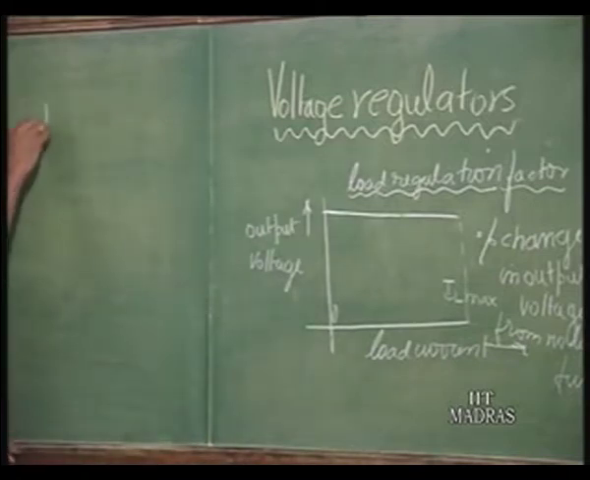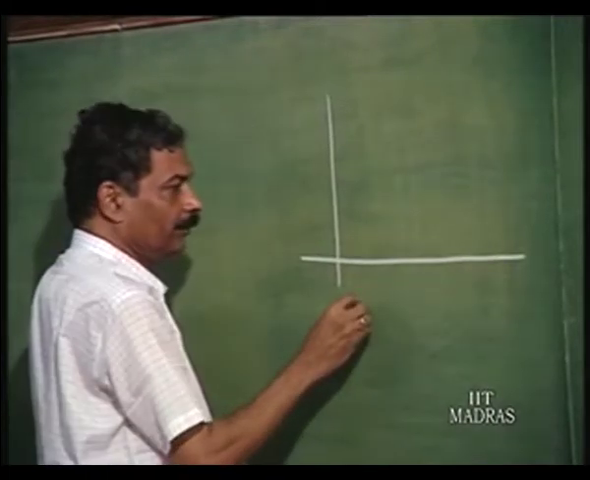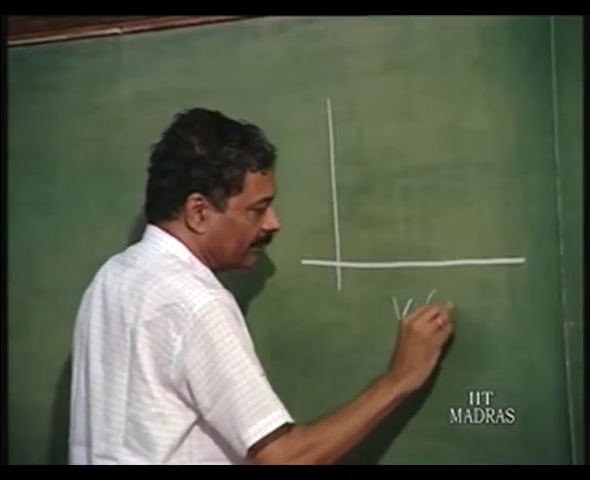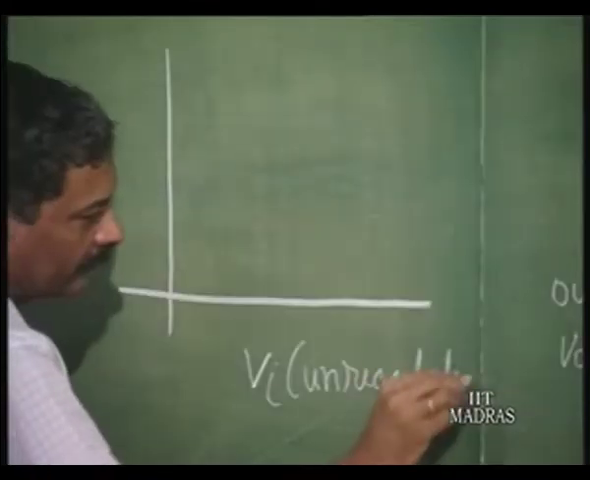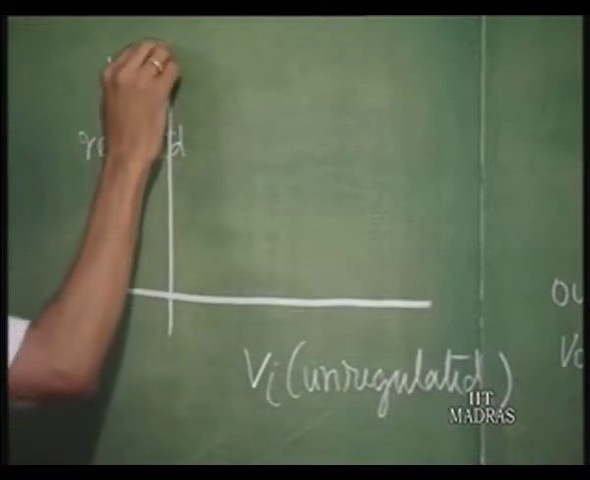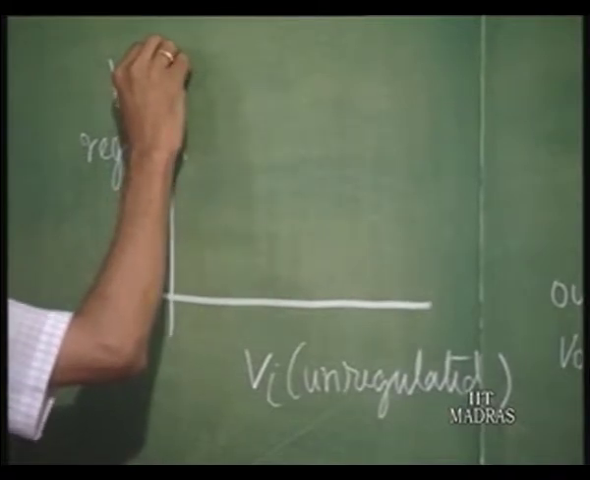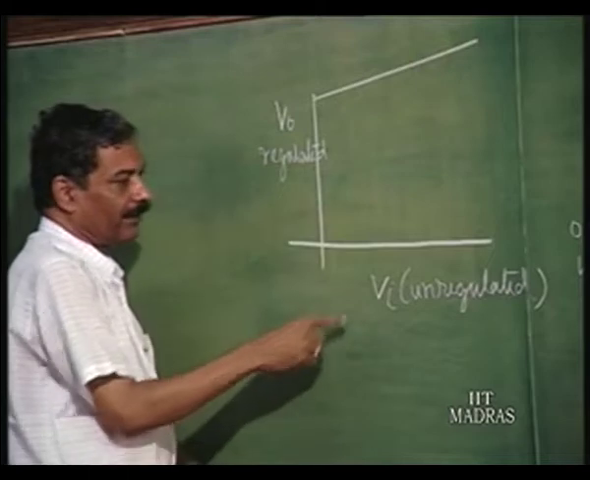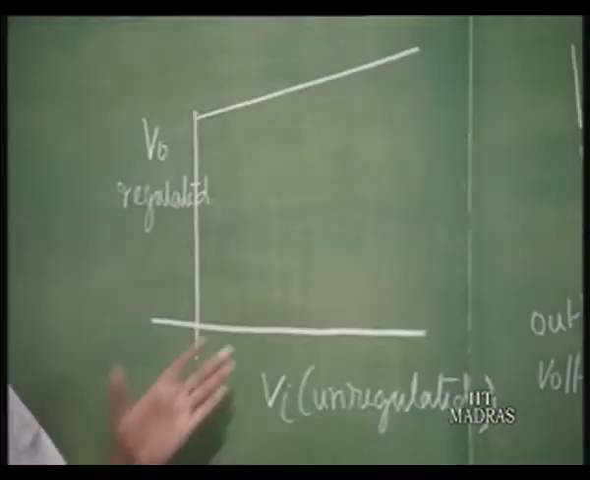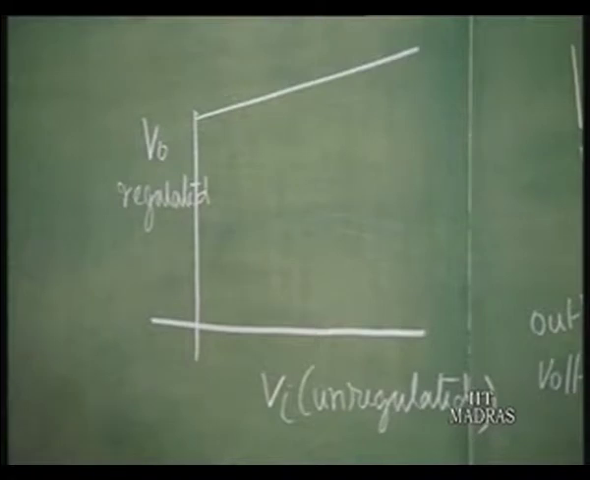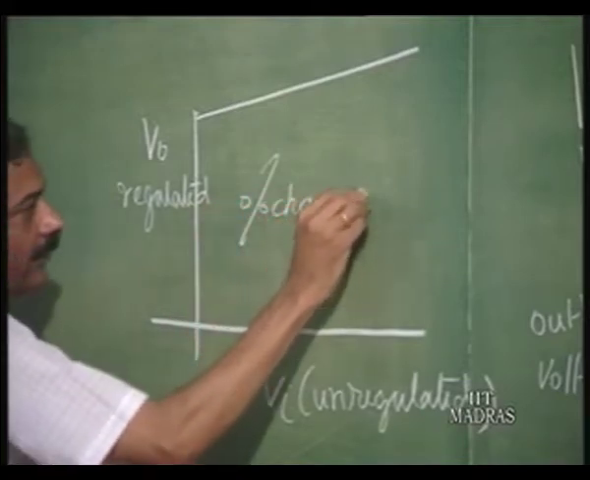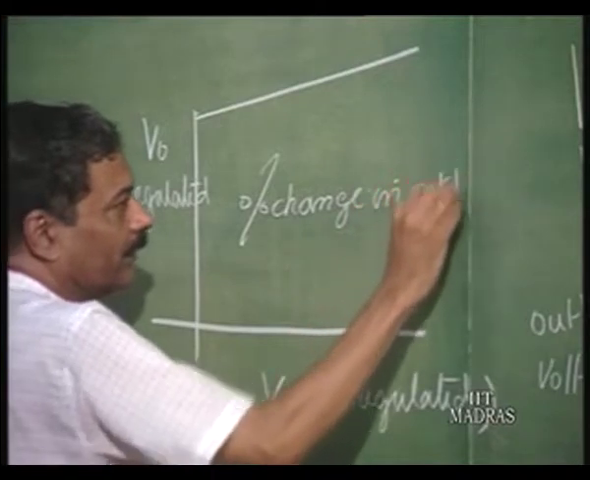Now, apart from this, as you vary V I unregulated, how does V naught regulated vary? Let us say when V I increases, there is a tendency on the part of V naught to increase, because V naught is derived from V I. So, how far does this change occur? That is again percentage change in output voltage.